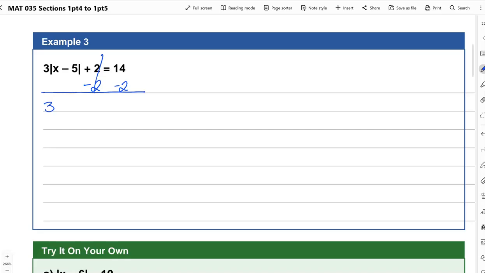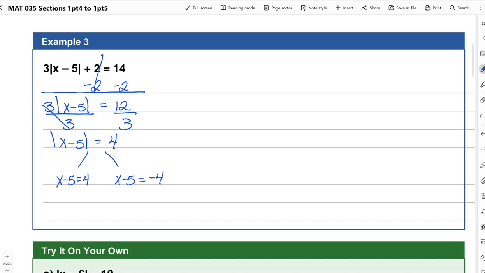So we're left with 3 times the absolute value of x minus 5, and that's going to be equal to 12. And then now I've got to move that 3. Got to peel that layer off. So I'm going to divide by 3 on both sides. So now I have the absolute value of x minus 5, and that's equal to 4. Since I've got the absolute value by itself, now I'm at a place where I can create two problems. So I'm going to have x minus 5 equals 4, and x minus 5 equals negative 4. Remember, you're going to use a positive 4 and a negative 4.